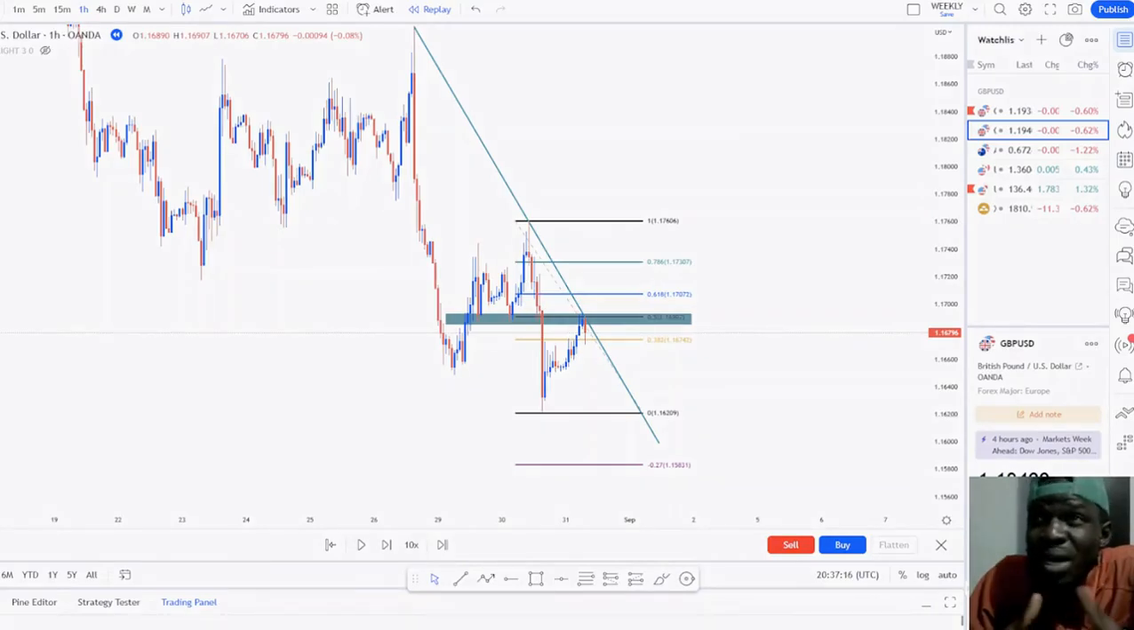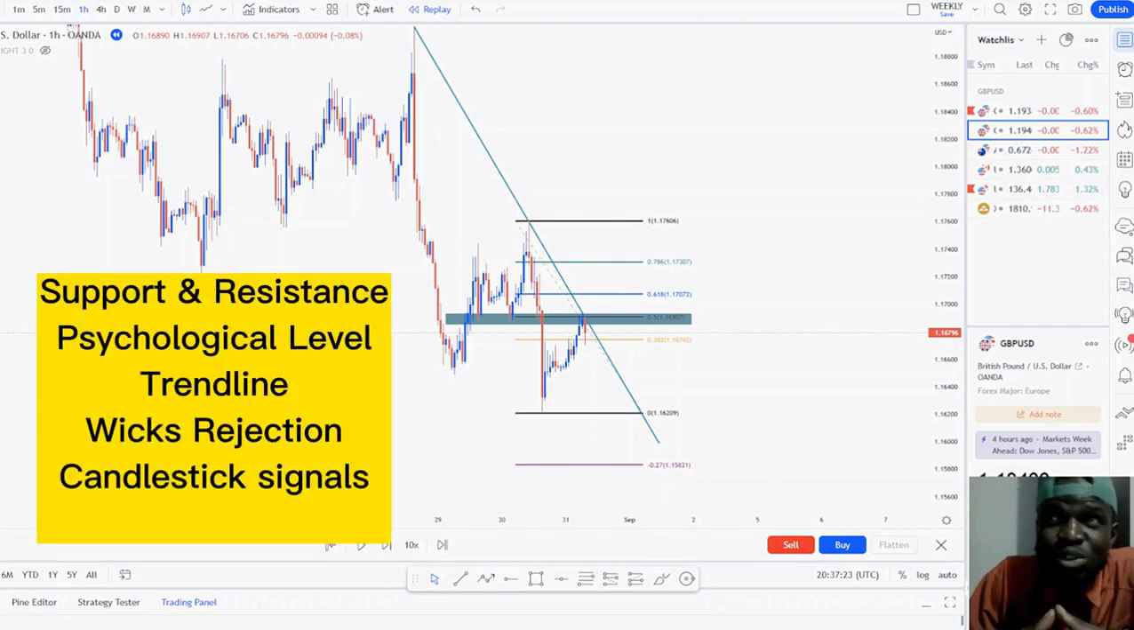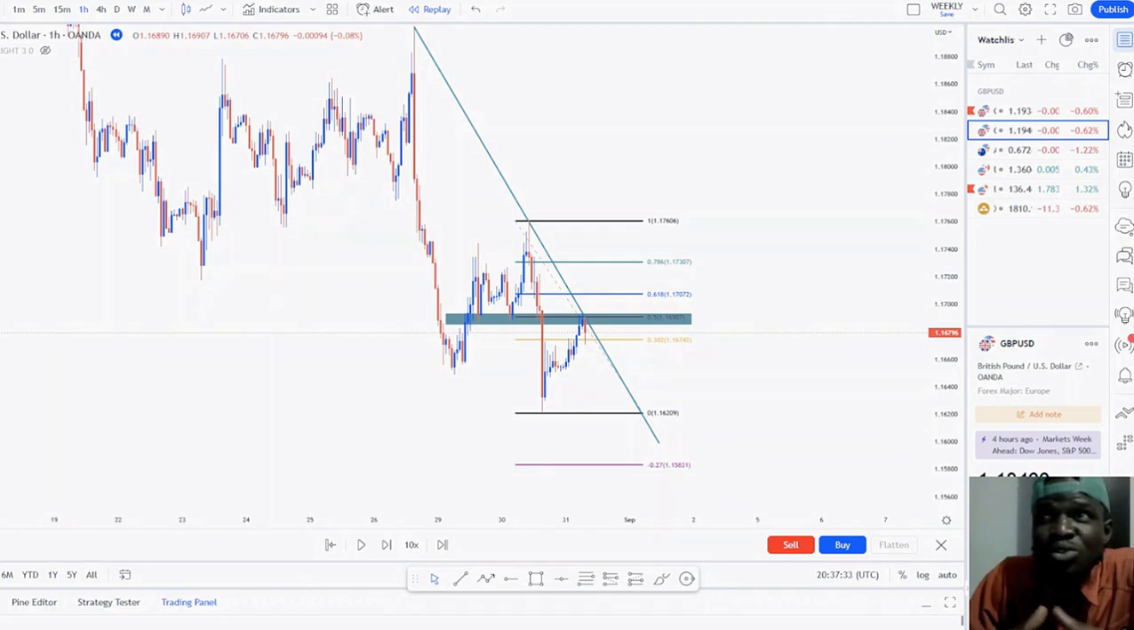One of the best ways to catch sniper entry in the market using Fibonacci level is by combining other confluences like support and resistance, psychological level, trend lines, quick rejections, and candlestick formations. To give you full confidence to catch sniper entry in the market, don't rely only on the Fibonacci level alone. Add other confluences that I mentioned earlier in conjunction with the Fibonacci level to be able to get perfect and good trade setups in the market.